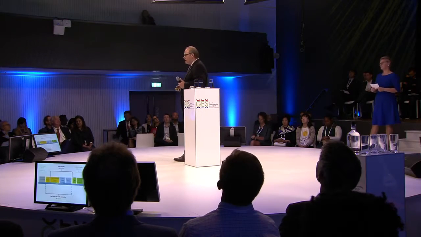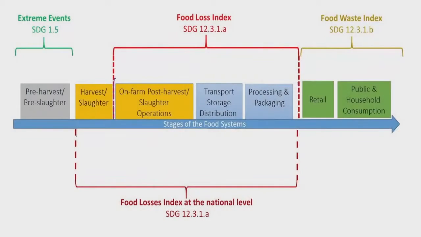If I don't know what is the amount and where the losses are happening, then what am I going to do? What are the types of interventions I'm going to do? And this is basically because there is a problem of definition. People are measuring things in different ways. So the messages we are getting are different.